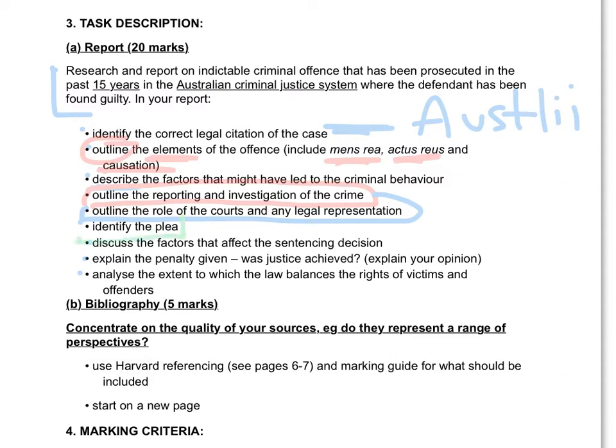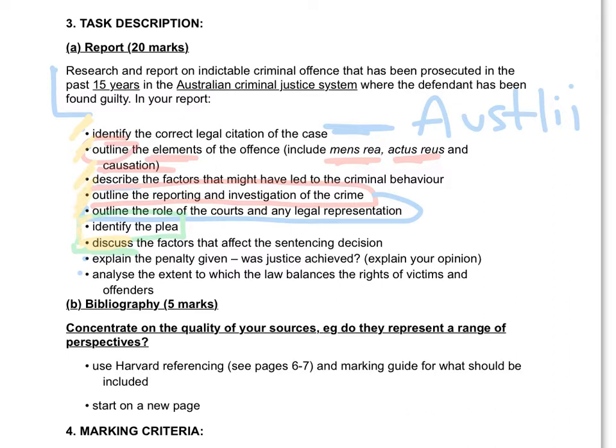Easiest one, identify the plea. Just tell me if the person said guilty, not guilty. And obviously if they had kind of, guilty with extenuating circumstances, then say that as well. Then I want you to discuss. Note that's the first time that we see a different one here. Look, identify, relatively simple. Outline, describe, outline, identify.